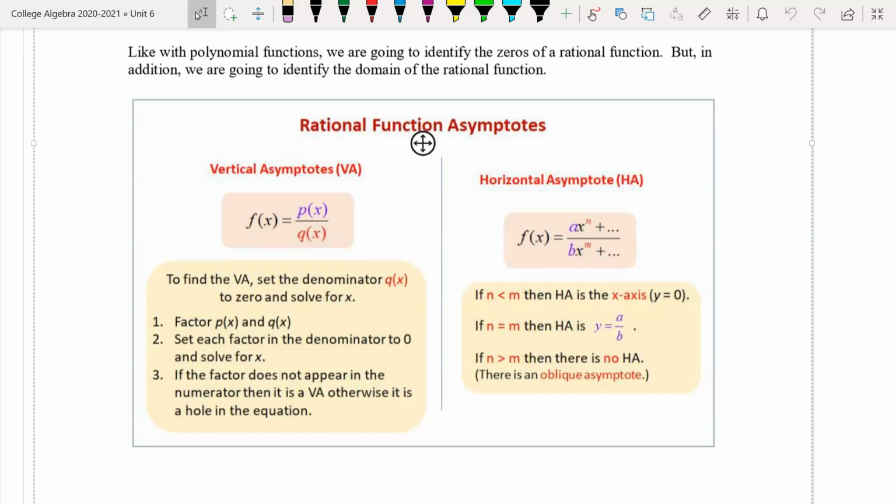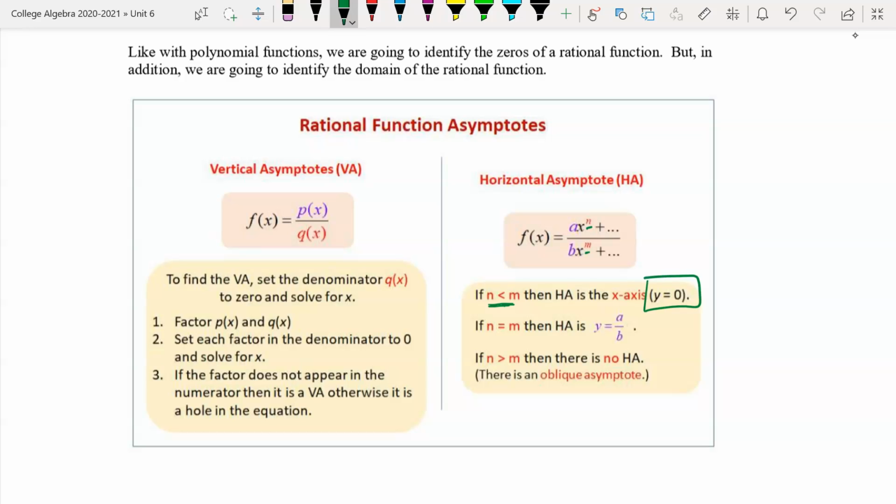Horizontal asymptotes. If the degree on top is less than the degree on bottom, that's what this first one is saying. If you look at it, that's the degree, the exponent. Then automatically, your horizontal asymptote is y equals 0, and that's going to be your answer. You just write y equals 0.